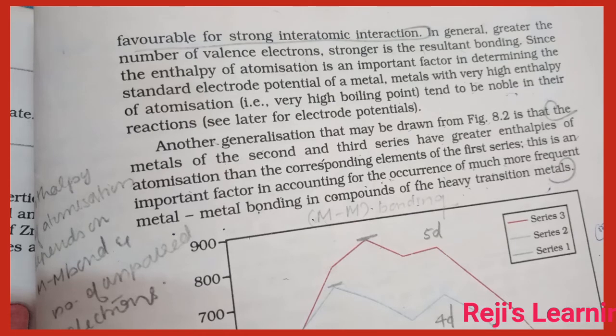So metal-metal bonding is more frequent in the heavy transition elements. So enthalpy of atomization is greater in second and third series than the corresponding elements of the first series.